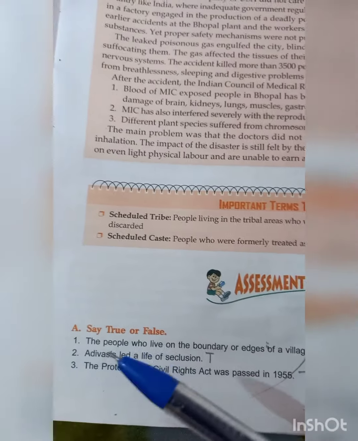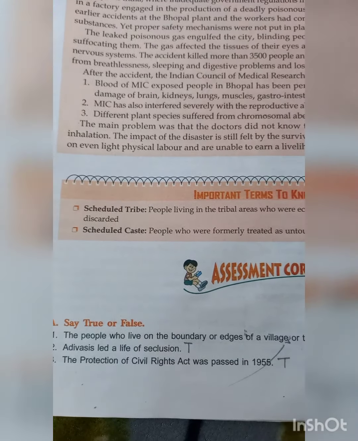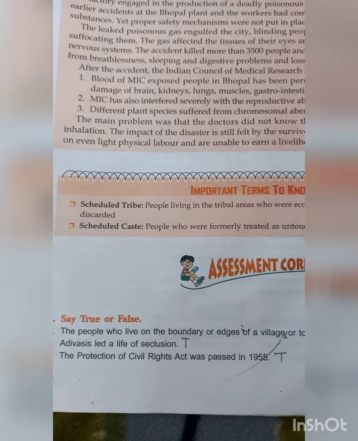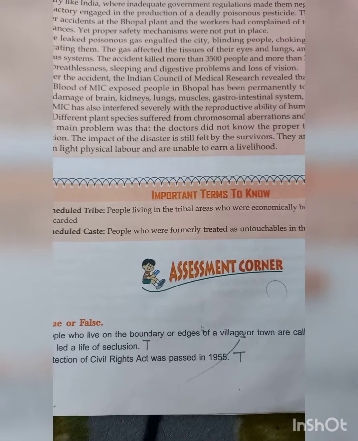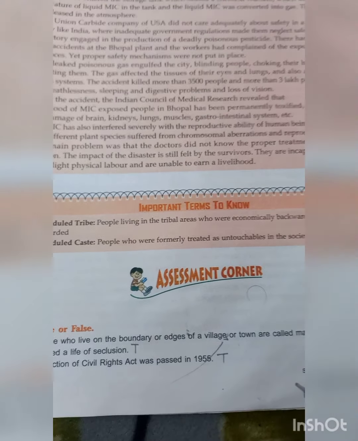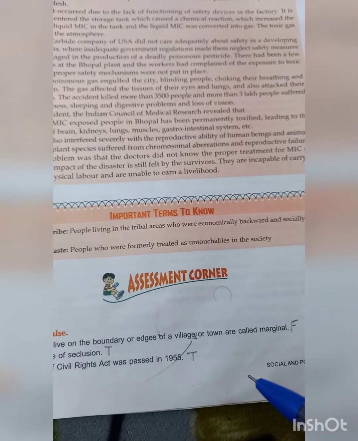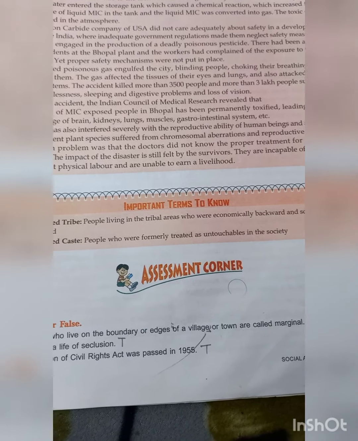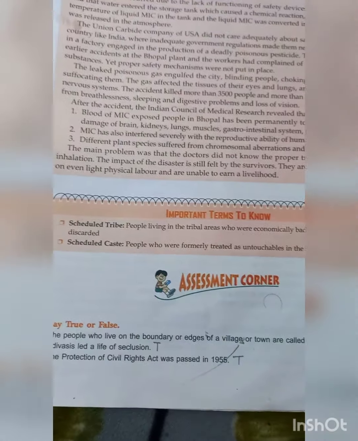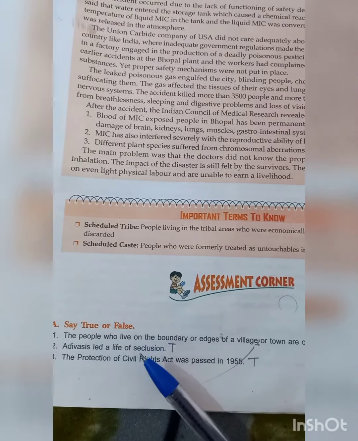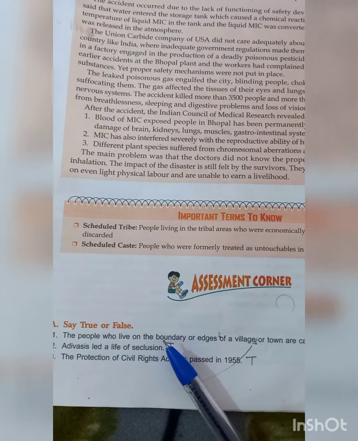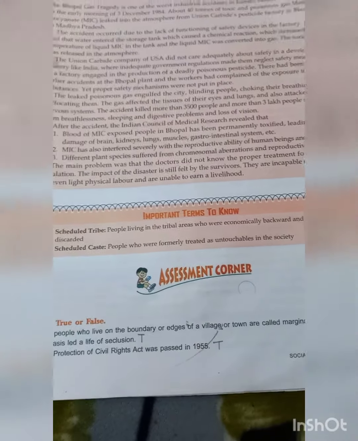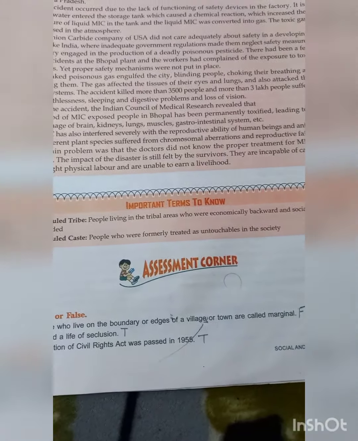Next part in the back exercise is true or false. The first is: the people who live on the boundary or edge of a village are called marginal. It's a wrong statement. The correct statement is: the people who live on the boundary or the edges of the society are known as the marginal.